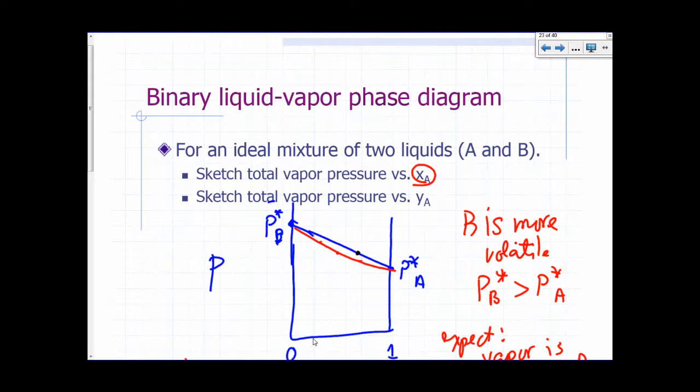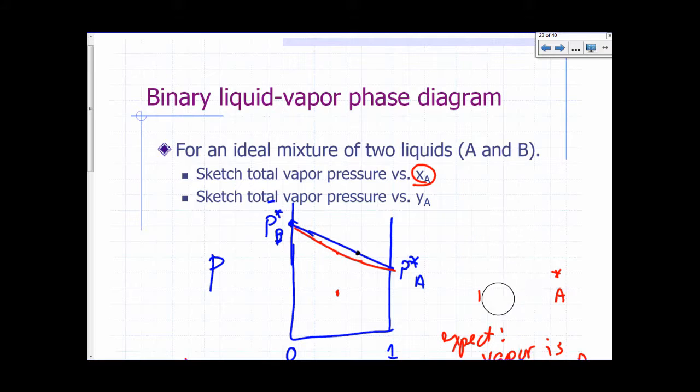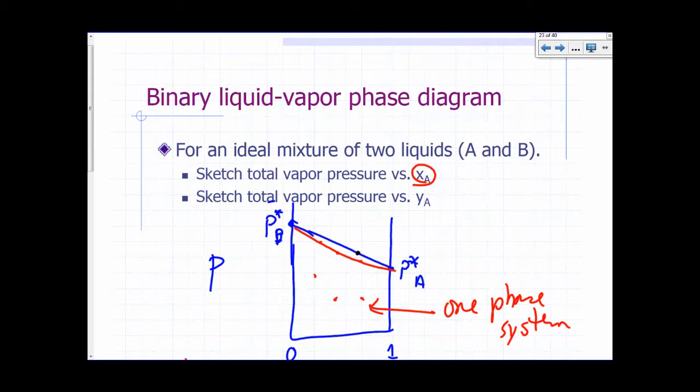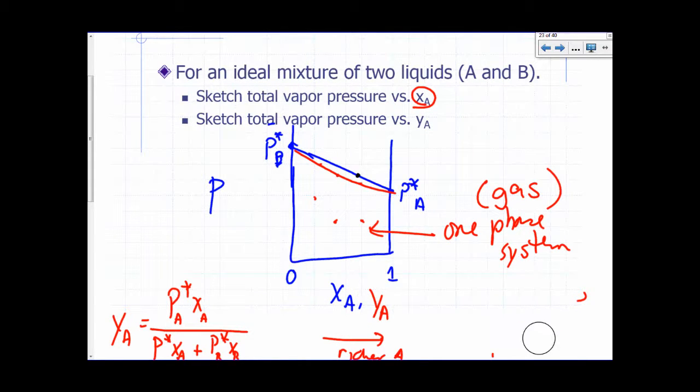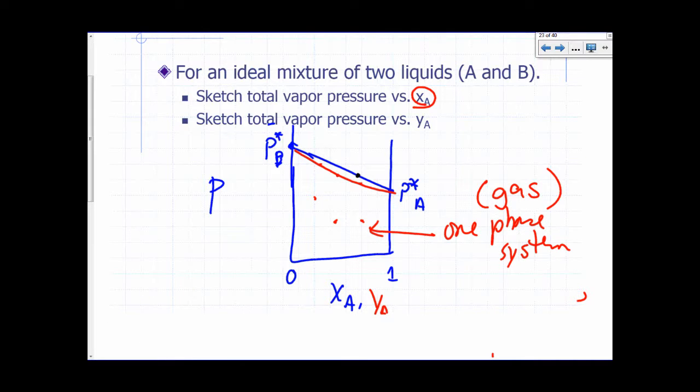So further interpretation of this: let's say your total pressure happens to be down here, represented by this red dot right here. Then over here or here or here, any point in this region corresponds to a one-phase system. The pressure is too low for a liquid to form. What you'll end up with here is just a gas. We say that this has a variance of C minus P plus 2. So the degrees of freedom here would be C minus P plus 2. This is a two-component system. There's one phase there, plus 2.